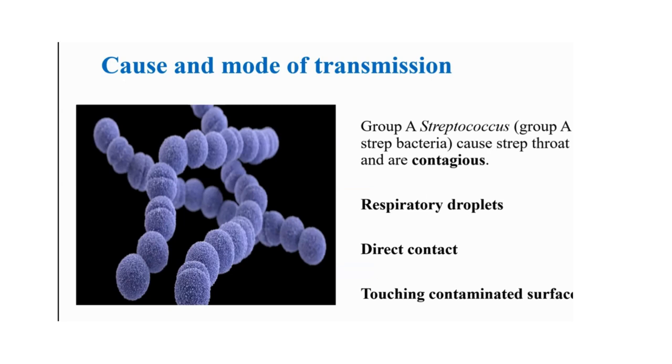Strep throat gets its name from the typical bacteria that causes it. That is group A streptococcus, in short, GAS. Group A streptococcal infection. There are more than 120 strains of group A streptococcus bacteria that infect human beings.